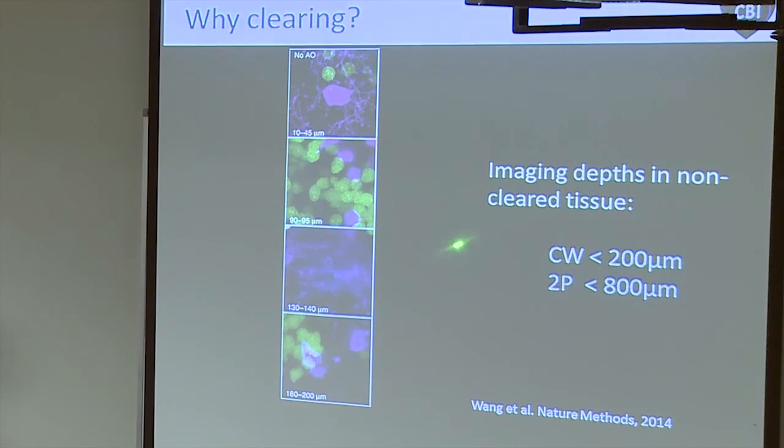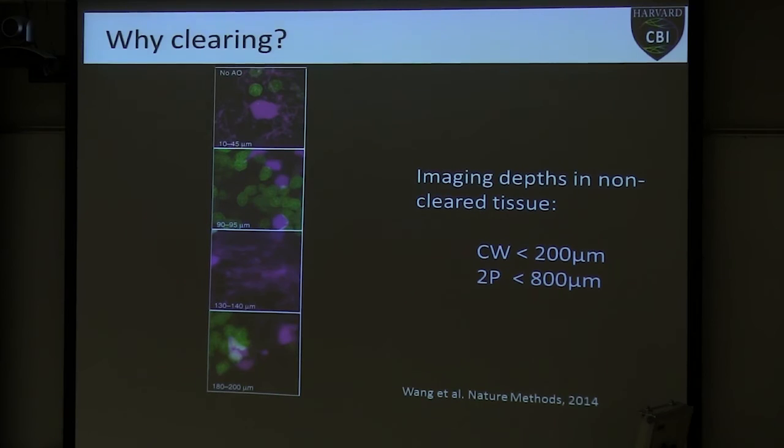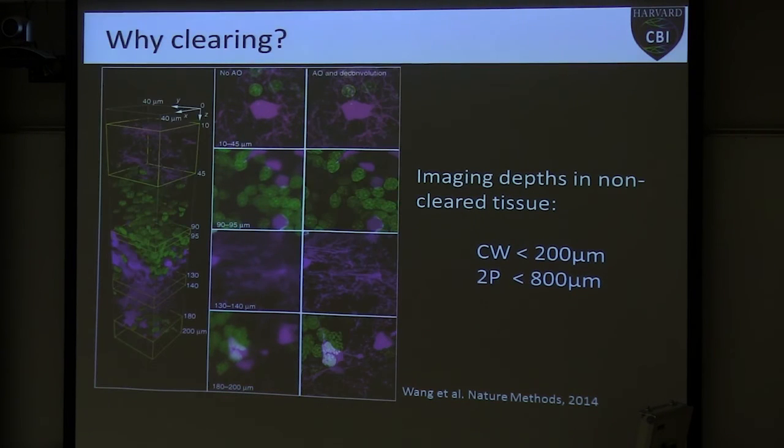So in general, with a confocal microscope, with a one-photon excitation process, a continuous wave laser, you're limited to, at maximum, about 200 microns penetration. If we go to a two-photon excitation process where we're using infrared light to get a little bit deeper into our sample, we can get up closer to 1 millimeter. But these are pretty much hard limits for biological tissue.